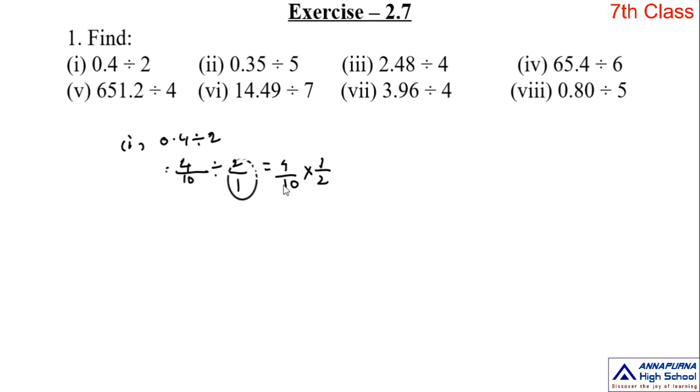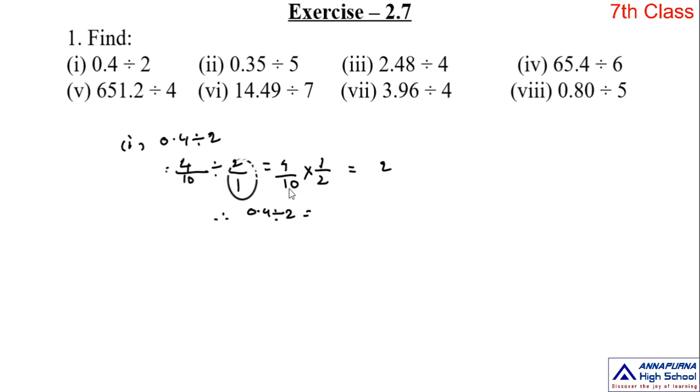First you divide 4 by 2. In 4, 2 is how many times? 2 times, isn't it? In 4, 2 is 2 times. Therefore, 0.4 divided by 2 is equal to 2 in the numerator.